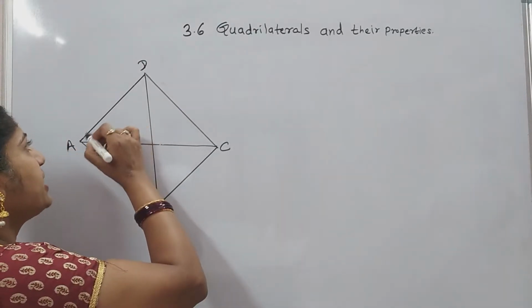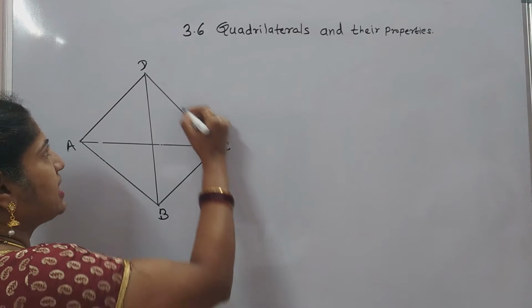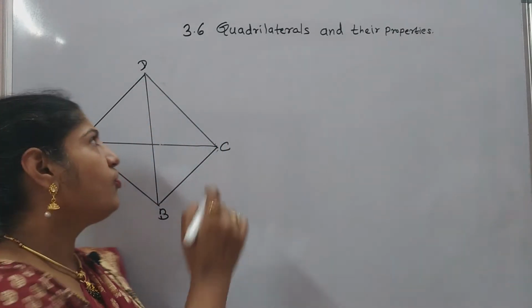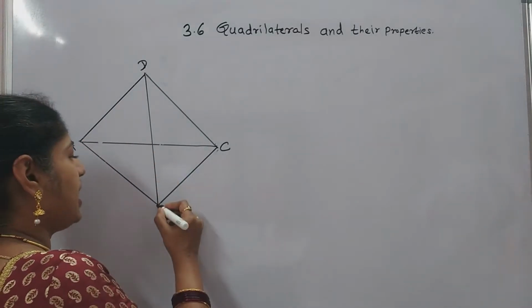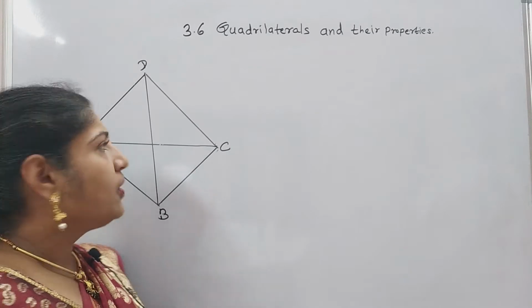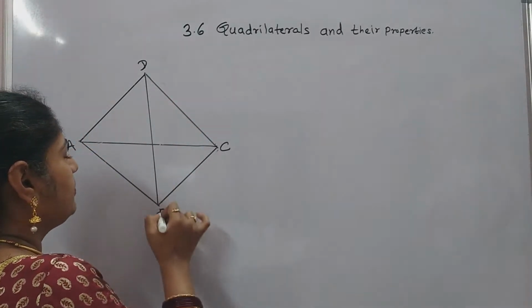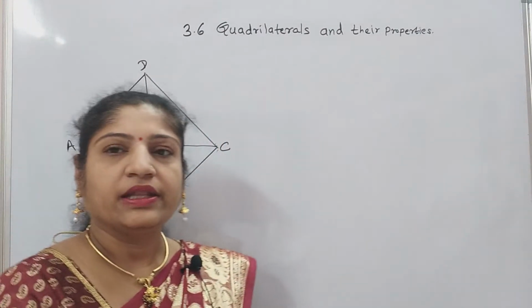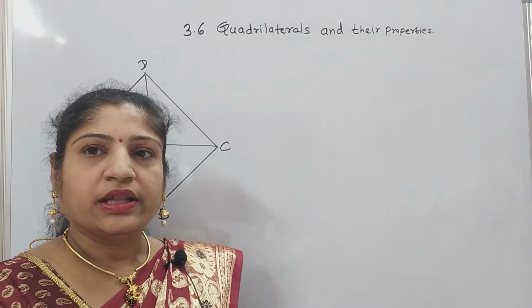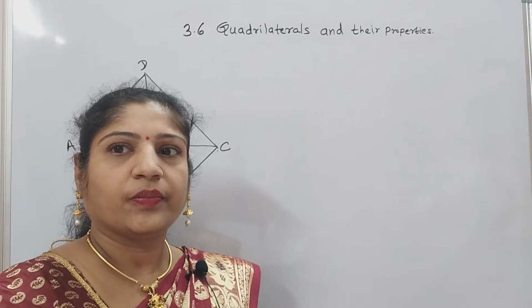A quadrilateral has four sides: side AB, side BC, side CD, side AD. Quadrilaterals have four angles: angle A, angle B, angle C, angle D. Quadrilaterals have two diagonals: diagonal BD and diagonal AC. There are 10 parts of the quadrilateral, that is four sides, four angles and two diagonals.